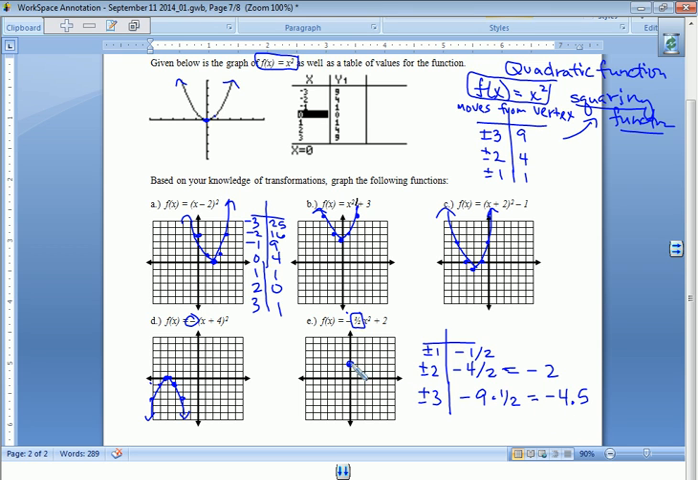Down a half, down 2, down 4.5, down a half, down 2, down 4.5.